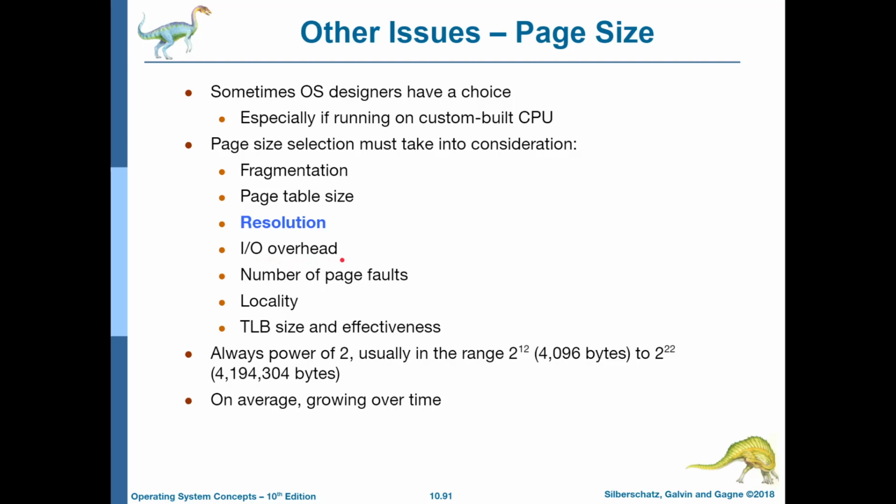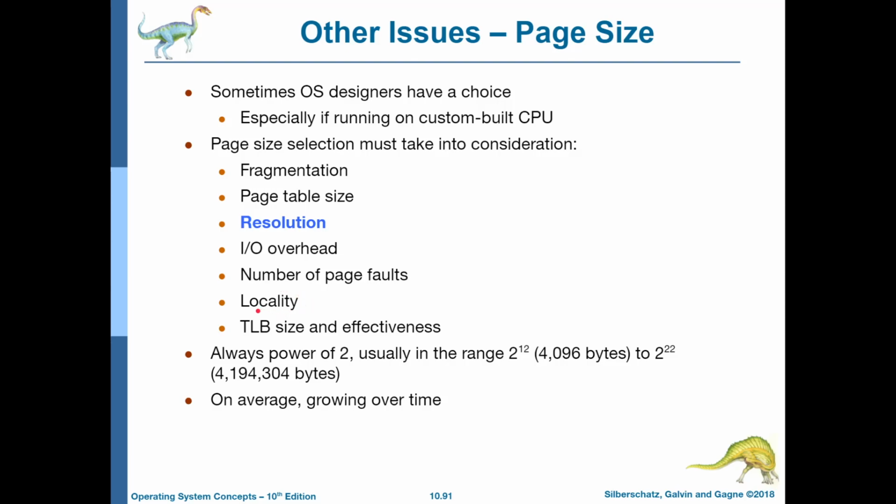I/O overhead: how long does it take to load large pages? Remember that x86, or Intel systems and AMD systems, have 4K pages, 2 megabyte pages, and 1 gigabyte pages. What is the I/O overhead for a 1 gigabyte page? We also have the number of page faults that a system can have. Usually you have fewer page faults with larger page sizes.